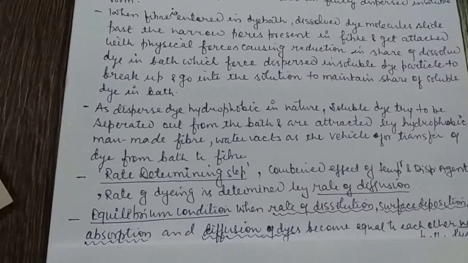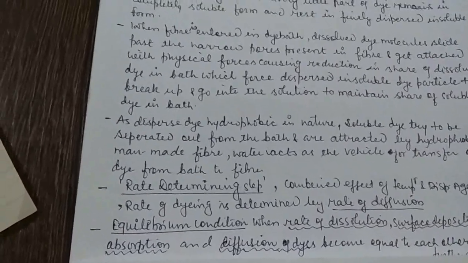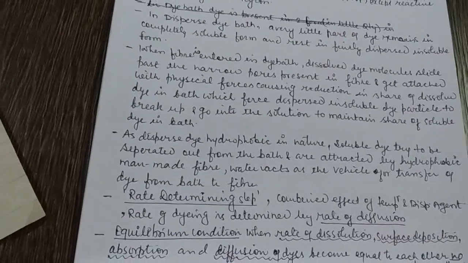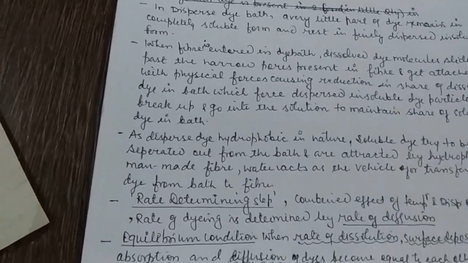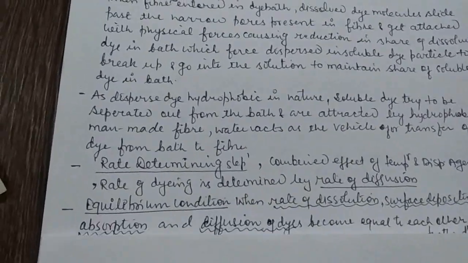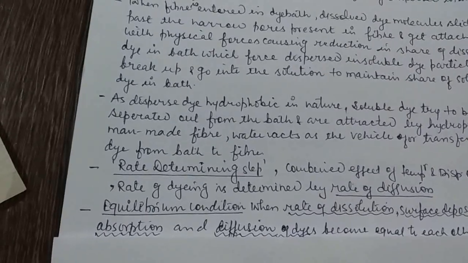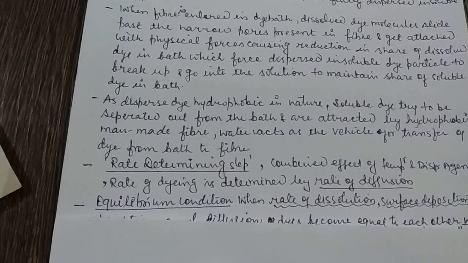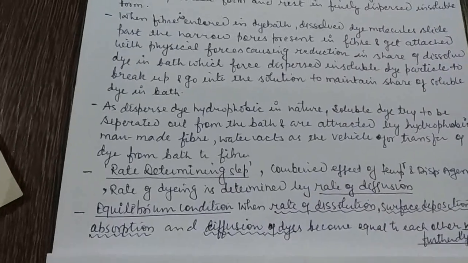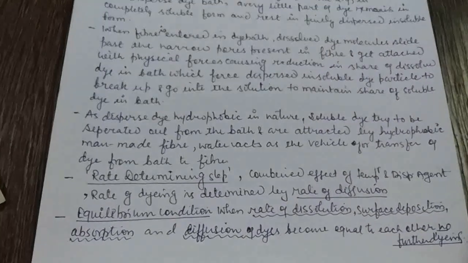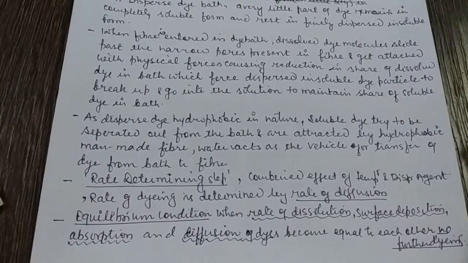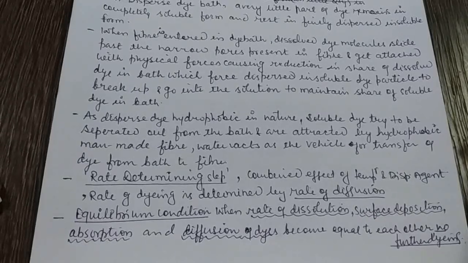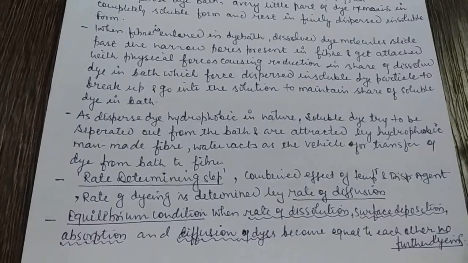Now, there are equilibrium conditions. Equilibrium conditions mean that after a certain time there is a point after which no dyeing happens. It means the amount of dye taken up by the fiber does not increase. At equilibrium condition in disperse dyeing, the rate of dissolution, rate of surface deposition, rate of absorption and diffusion of dye become equal to each other. It means there is no further dyeing.